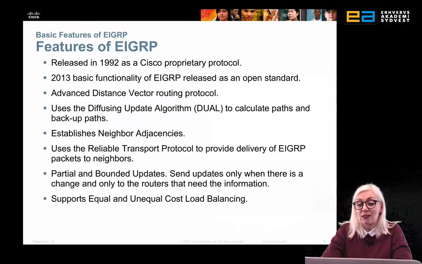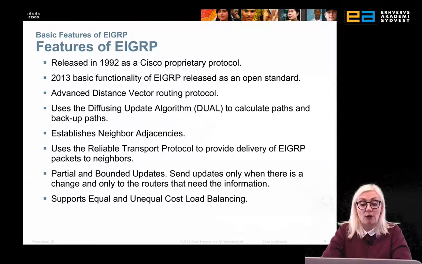It establishes neighbor adjacencies like OSPF, for instance. It has a neighbor table to keep track of all its neighbors. And it uses the Reliable Transport Protocol, which is a special protocol made by EIGRP to send and receive packets to and from its neighbors.